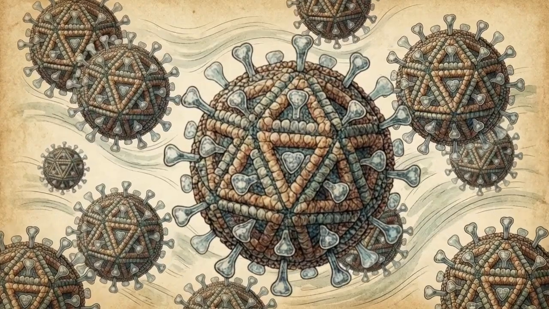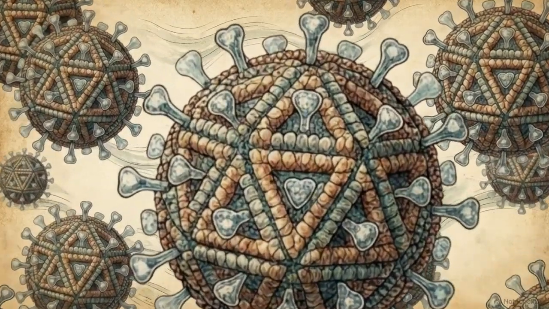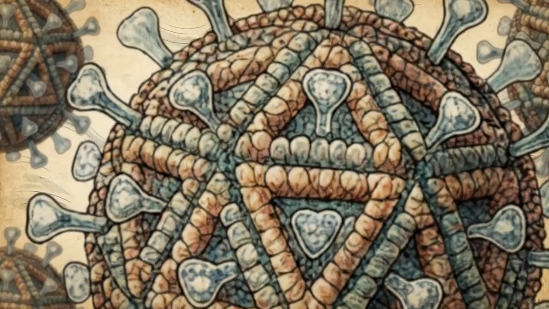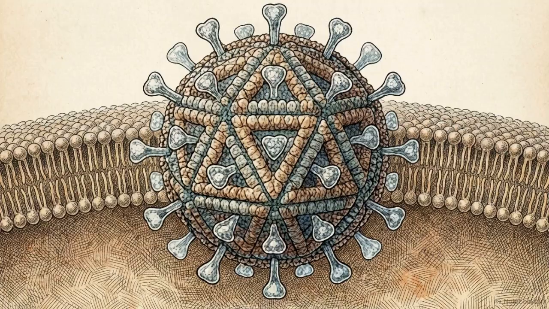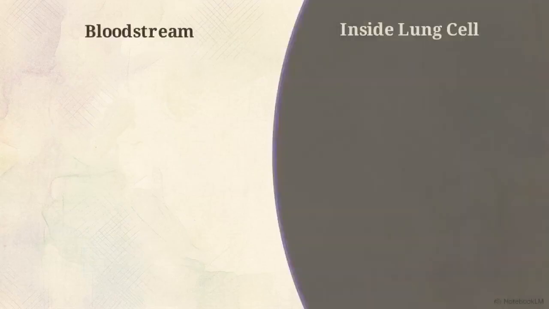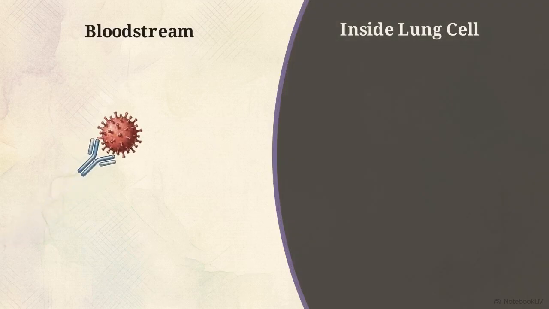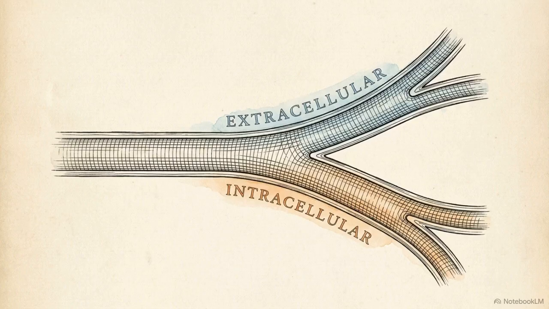To mount a successful defense, the immune system must solve a basic spatial problem. Pathogens exist in two distinct physical environments, circulating freely in fluids like the bloodstream or hidden away inside a compromised host cell. A mechanism designed to intercept a virus in the blood cannot reach a virus replicating inside a lung cell. This physical barrier necessitates the adaptive immune system's split two-arm architecture.